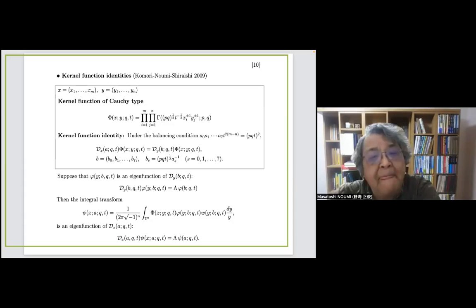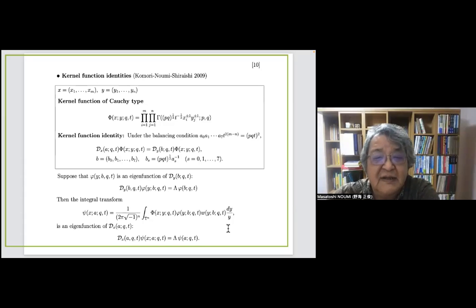If you have this kernel function identity, you can use this kernel function of Cauchy type for an integral transform, from the y variables to x variables. Okay, so suppose that phi of y in y variables with parameter b is an eigenfunction with parameter b. This is what you assume here. Then you consider the integral transform of this function by using this kernel function, and also this weight function.